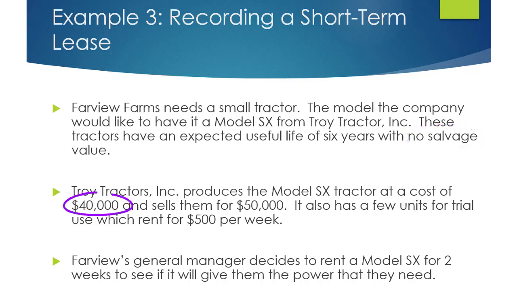The cost is $40,000. It's sold for $50,000, but it has a few units that they rent out for $500 per week. The general manager for Farview says, we'd like to try it for 2 weeks. Maybe we'll do a longer lease or buy one after that, but I really just need one for 2 weeks to try it out. So what does the journal entry look like?